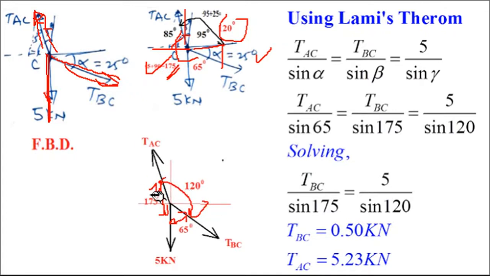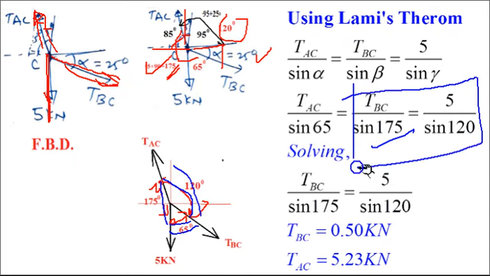Here you can see this is one angle, this is one angle. Now use Lami's theorem: TEC upon sin 65, TBC upon sin 175, and 5 upon sin 120. So cross multiplication of these equations. You can take first of all this one, solve this, just cross multiply and find TBC, and then again cross multiply another equation, and you will get the value of TEC. Or simply by resolution also we can solve it.